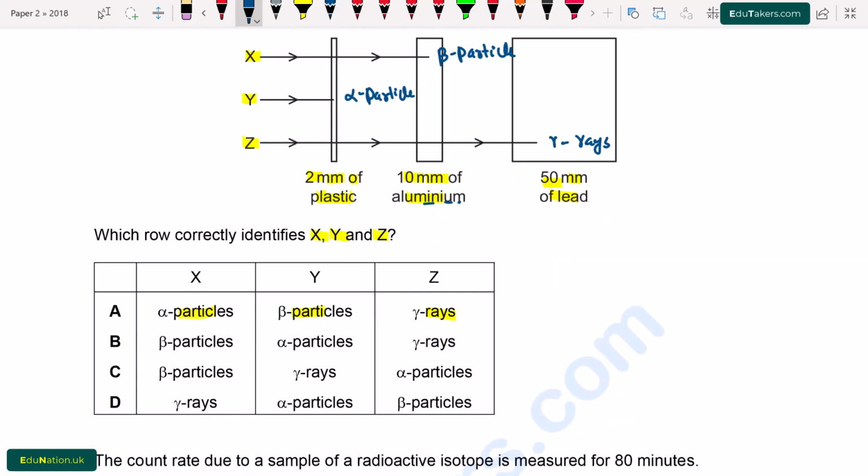Now we see the options. In option A, X shows alpha particle, but here it is beta. So option A is incorrect. In option B, X shows beta particle. Here is also beta particle. Y shows alpha. Here is also alpha particle, and Z shows gamma rays. So only option B is correct.